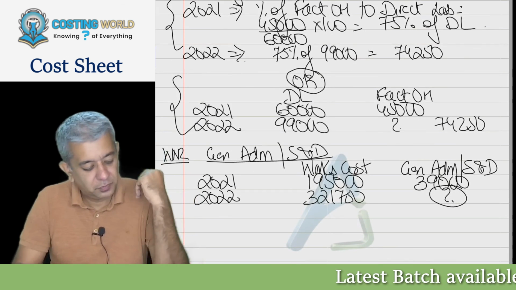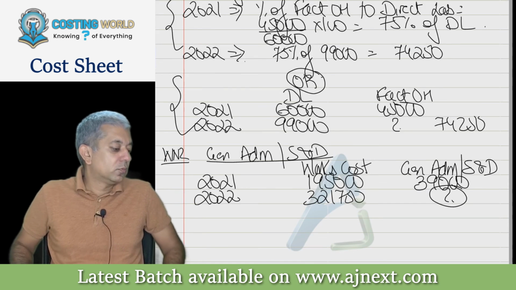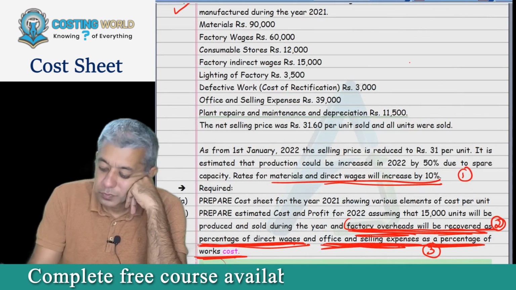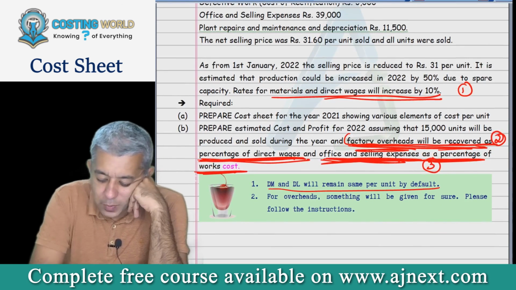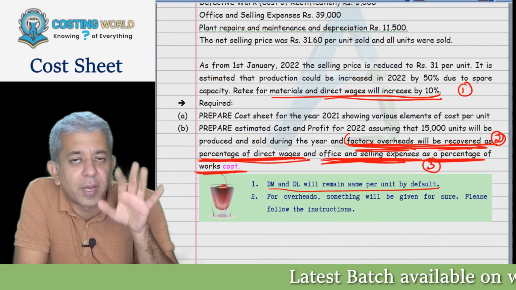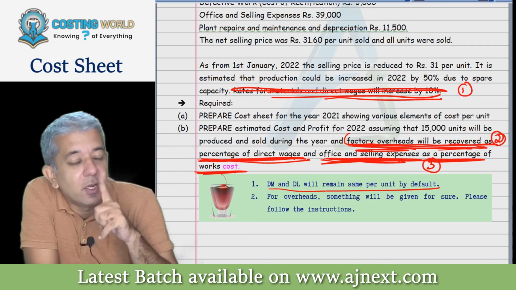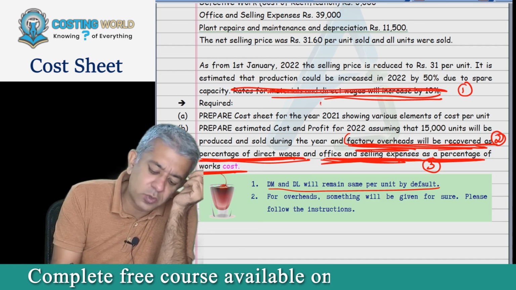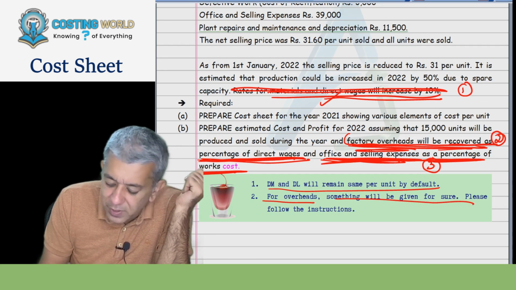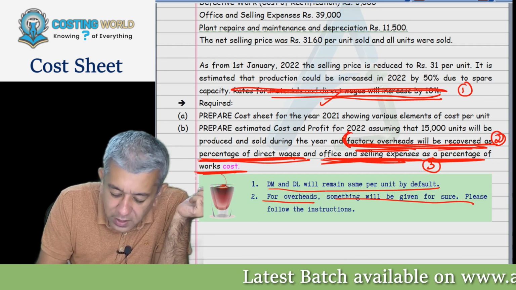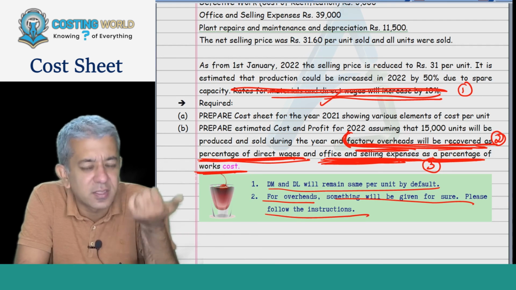Finish it off. Now, what I have done in this question: direct material and direct labor remain the same per unit by default. If this line was not there, I would have copied that 9 rupees and 6 rupees. This line was there, so I increased them on a per unit basis. Second, for overheads, something will be given for sure, like in this question for factory and office and admin. Please follow the instructions. We did exactly the same thing.